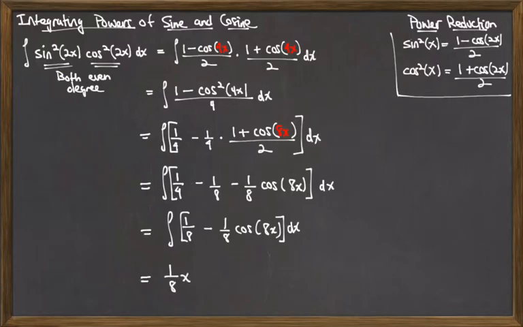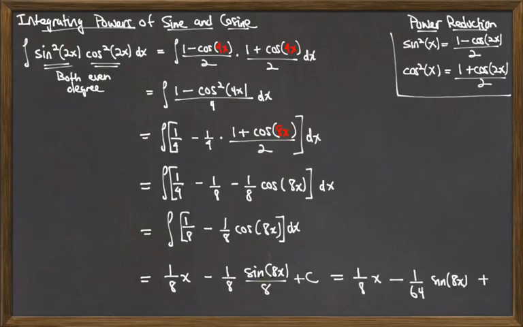The first term will be linear, 1/8 x. The second term will be sine of 8x, and I have to divide by 8 to account for the 8 that appears inside the argument. So I'll have 1/8 times 1/8, and simplifying, that will give me 1/64 times sine of 8x.